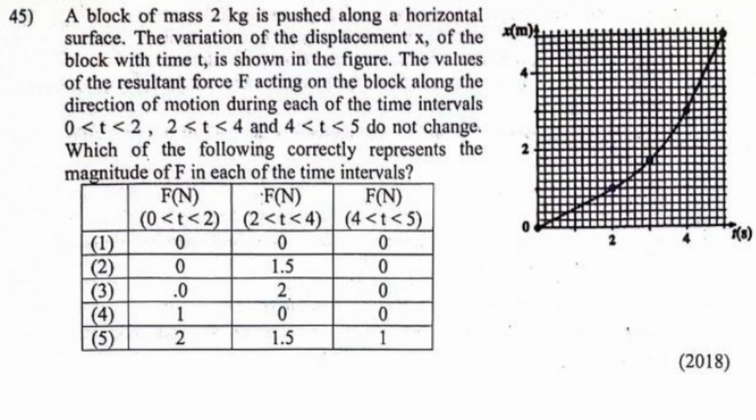Then question number 45. A block of mass 2 kg is pushed along a horizontal surface. The variation of displacement of the block with time t is shown in the figure. The value of the resultant force acting on the block along the direction of motion during each of the time intervals 0 to 2, 2 to 4 and 4 to 5 does not change. Which of the following correctly represents the magnitude of the force in each of the time intervals?